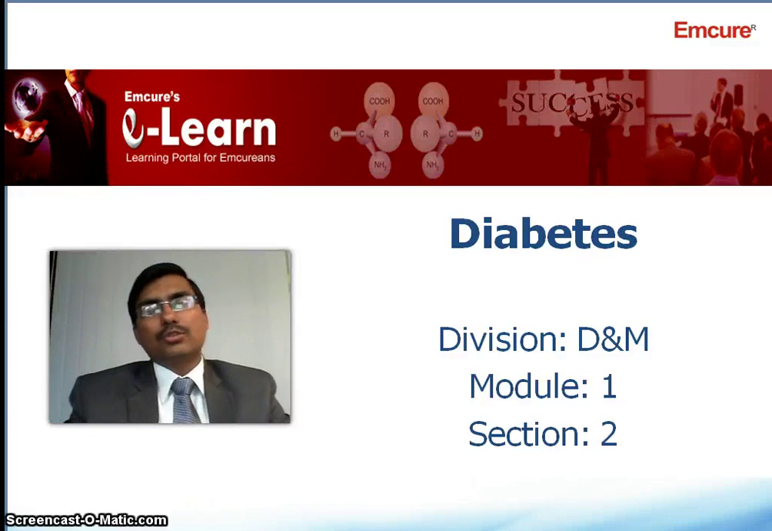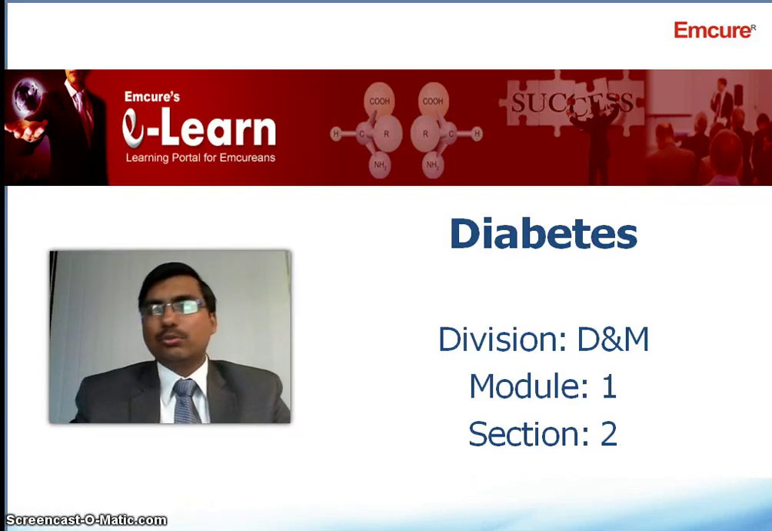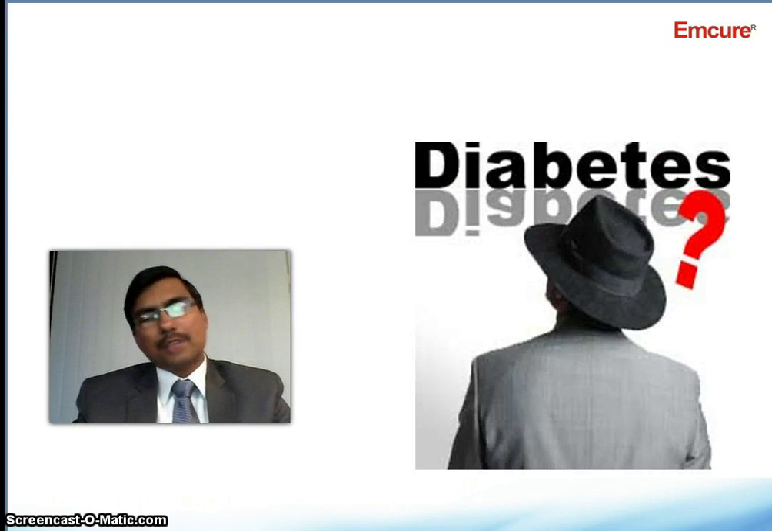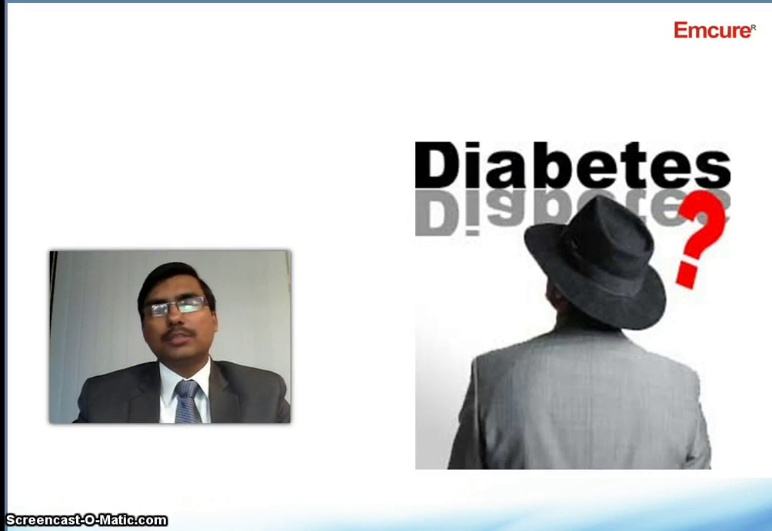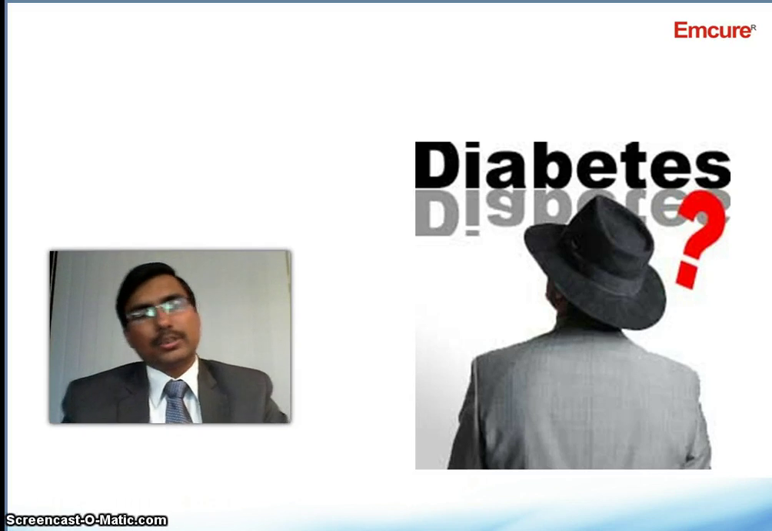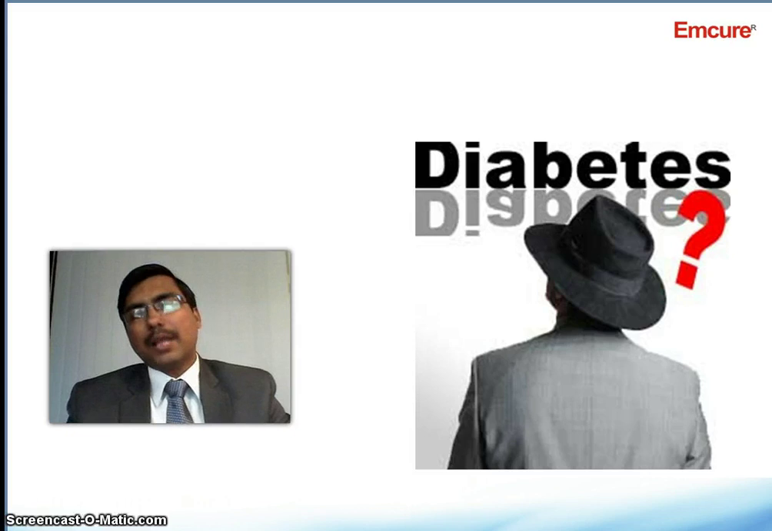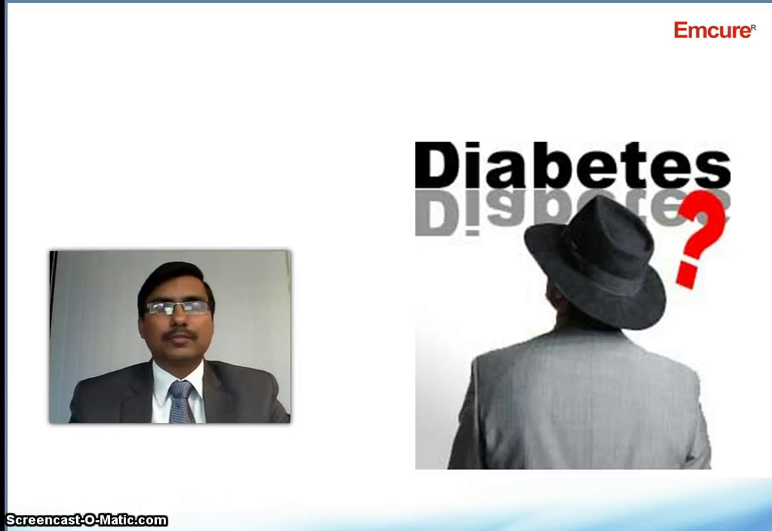Today we are going to talk about section 2 of module 1 on diabetes. Now in this section we are going to talk about the definition of diabetes, causes of diabetes, and under the causes of diabetes we will discuss a very important topic, that is insulin resistance. Then we will talk about classification of diabetes, pathogenesis of diabetes and different types of diabetes.